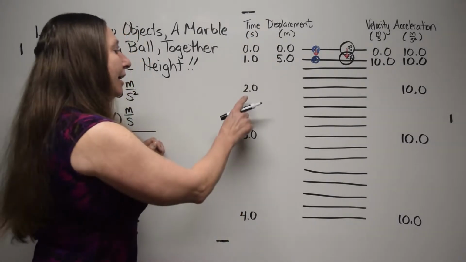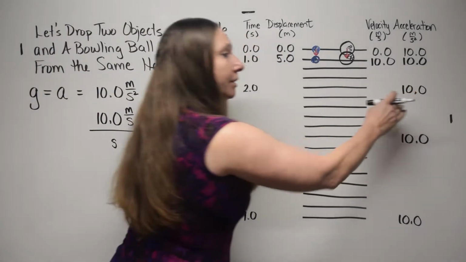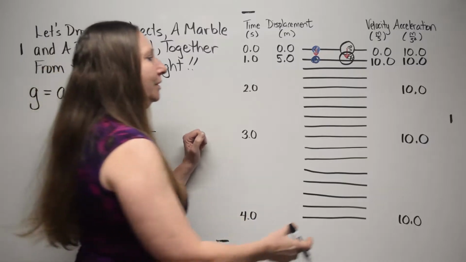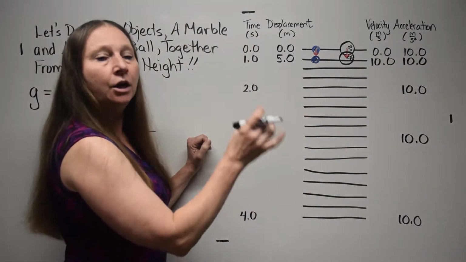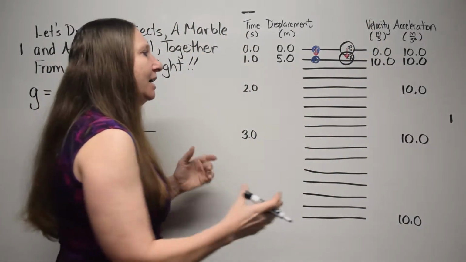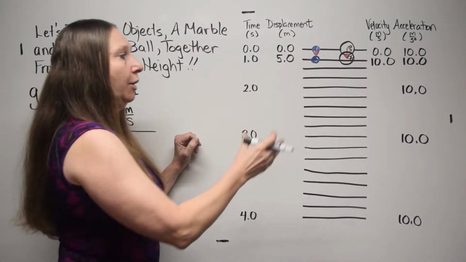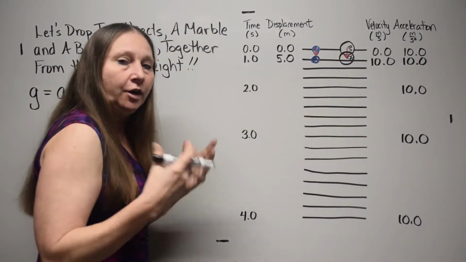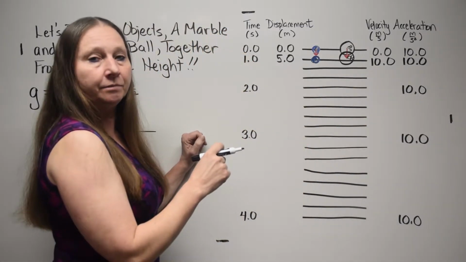Now, after 2 seconds, the acceleration is still constant. The acceleration is 10 meters per second squared. How much is the velocity? How fast are the marble and the bowling ball falling? Now we know that when things fall, they go faster and faster. So we know that the velocity is more than 10.